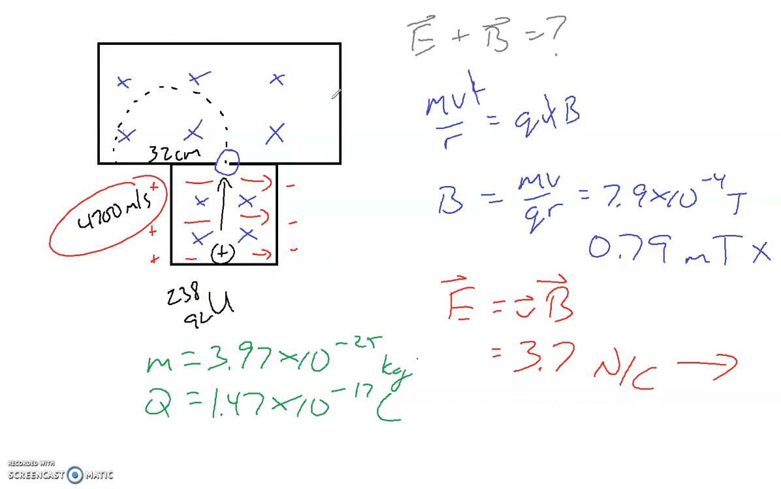Of course, if this had been a negative particle, all the fields would have been reversed, because it would have gone the opposite way in order to get the same situation. So that's how the mass spectrometer type stuff works.